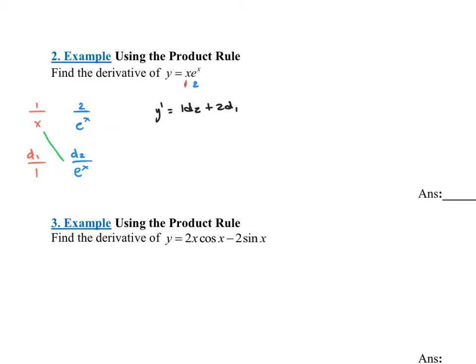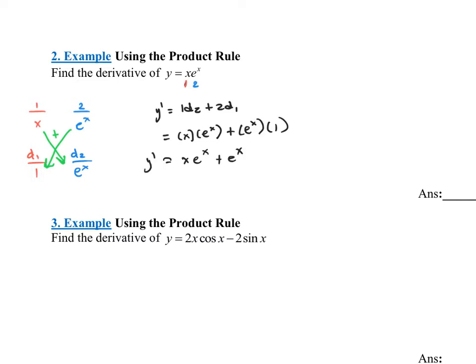Well, what's that look like? With the math that we've done, it's 1d2 plus 2d1, if you see my arrows going across. So this would be first, which was x, times the derivative of the second, which was e to the x, plus the second function, which was e to the x, times the derivative of the first, which is just a 1. Simplifying this a little bit, I get x e to the x plus e to the x.